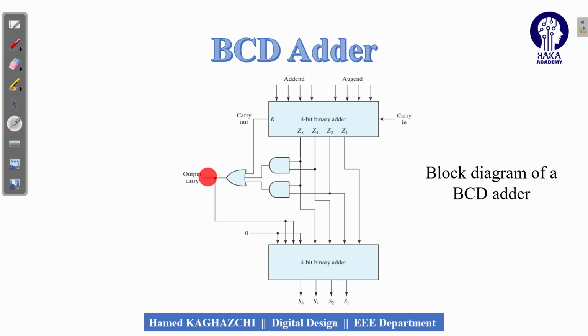But if C is equal to 1, it means that these 2 bits are equal to 1. So when these two bits are equal to 1, what will we have here? 0, 1, 1, 0. It means that the result of the addition will be added by 6 to get the output of the system. Now, I will explain this using an example.